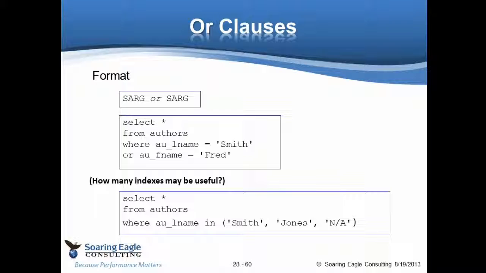At the top, how many indexes are going to be useful for the first query? 2, an index on last name and an index on first name. Down at the bottom, select from authors where the last name is in the list. Once again, the in becomes an or.